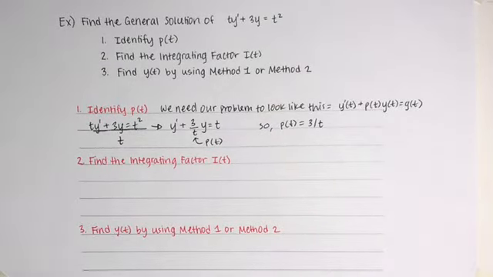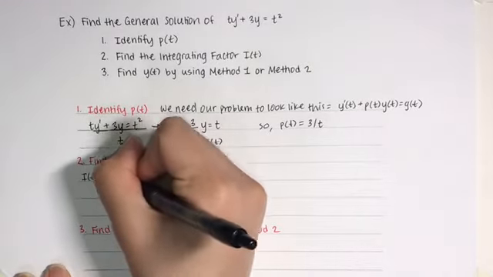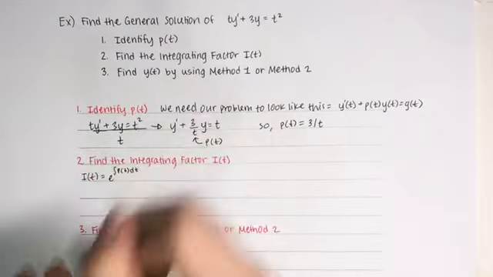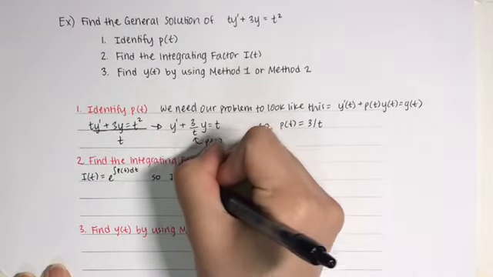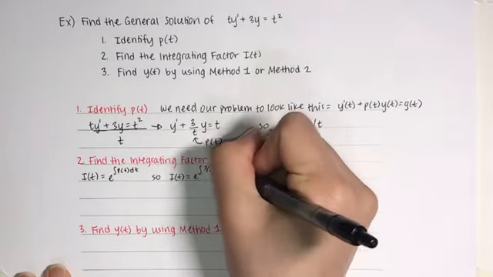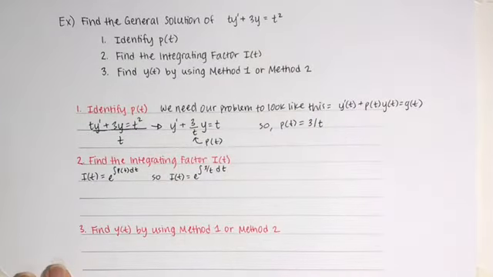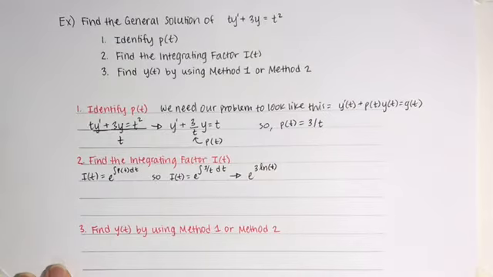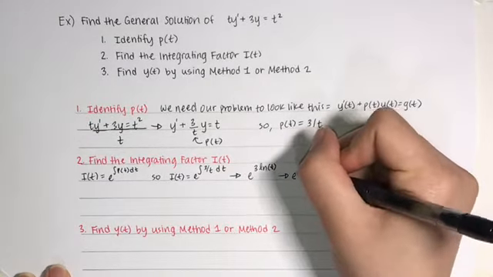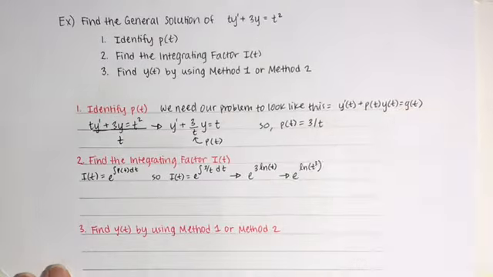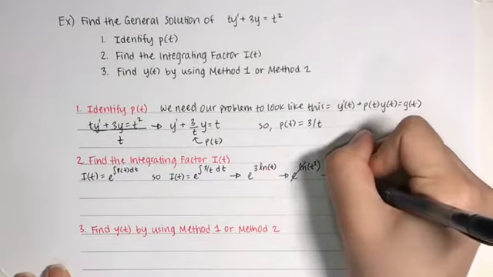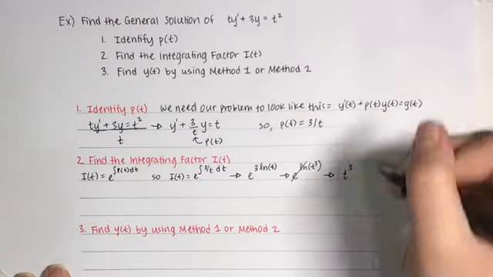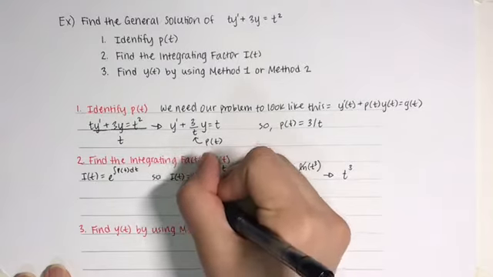Now let's find the integrating factor I of t. The formula for I of t is e raised to the integral of p of t dt. So now all we have to do is substitute 3 over t for p of t, which we found in step 1. The integral of 3 over t is 3 ln t. Using the properties of ln, we can change 3 ln t into ln of t cubed. Now the e and the ln will cancel, and we're left with t cubed. So I of t is equal to t cubed.